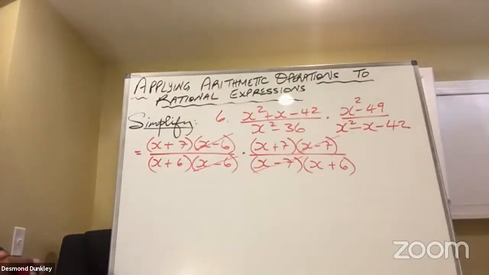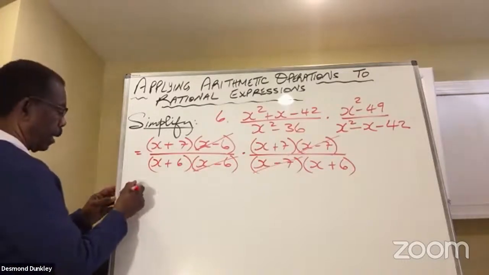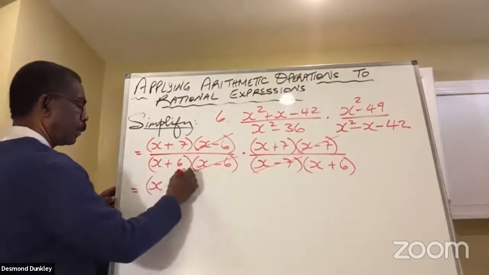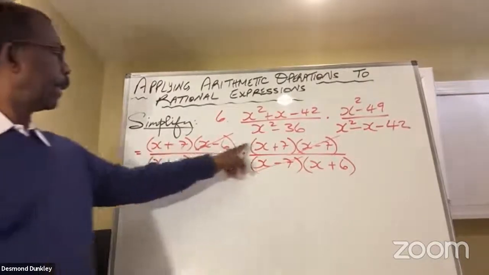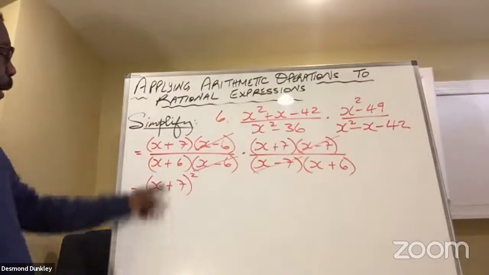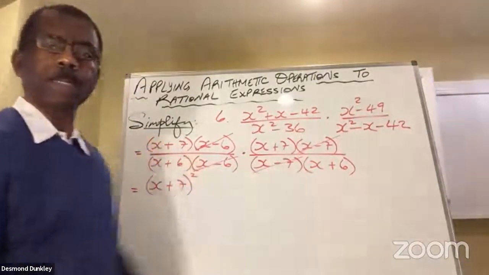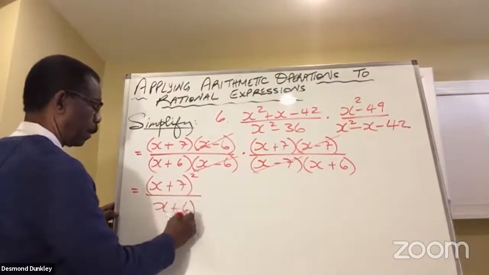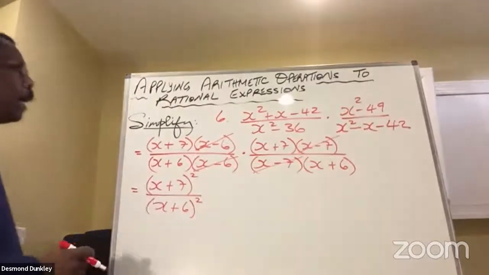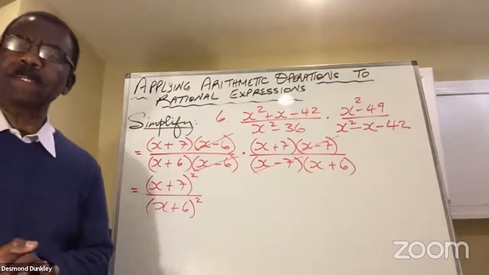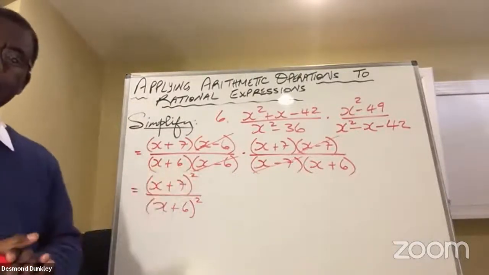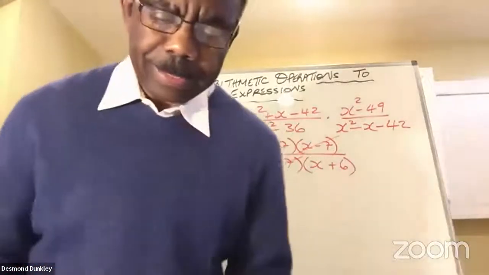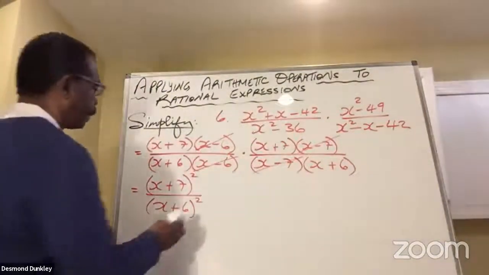So what do we end up with? I see x plus 7 squared. That's an x plus 7, and that's an x plus 7. What do I say at the bottom? x plus 6 and x plus 6. And that is the final answer. You cannot simplify that. So that's where you stop. Okay? Train keeps moving.